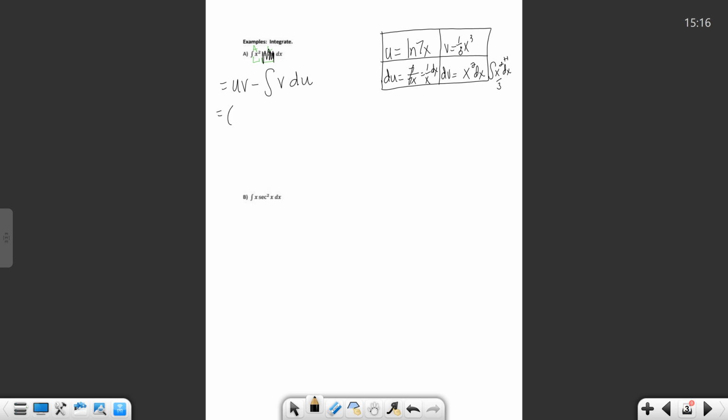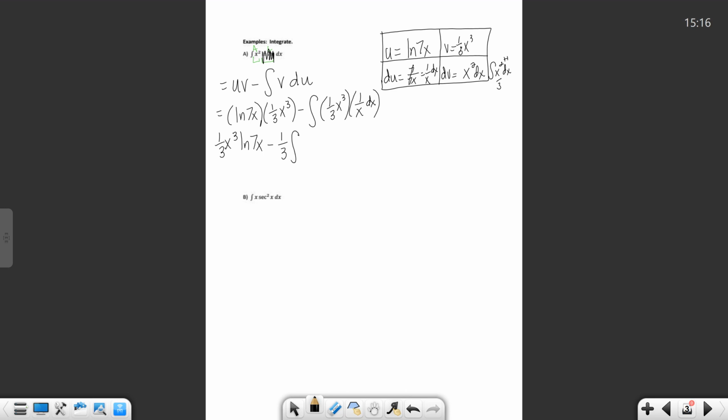So we're going to plug in for these parts. u is the natural log of 7x, v is 1/3 x cubed, minus the integral of v, 1/3 x cubed, times du, 1 over x dx. Now you're going to simplify this. When you multiply that uv in the front, remember that the 7x in the natural log is locked in at 7x. You can't multiply that together, so I'm just going to write 1/3 x cubed natural log of 7x. But I can do some simplifying here. I'm going to take that 1/3 and pull it on the outside.